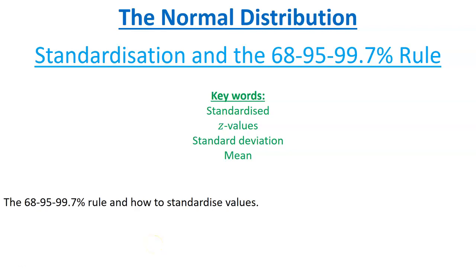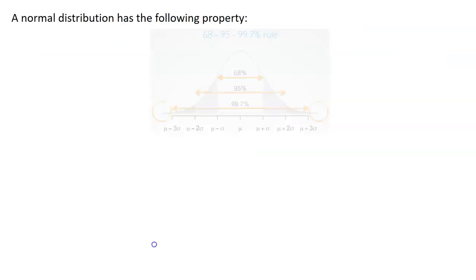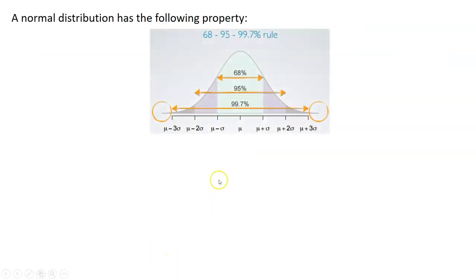Standardisation and the 68, 95, 99.7% rule. So we're going to be having a look at that rule today and how to standardise values. So a normal distribution has the following property.